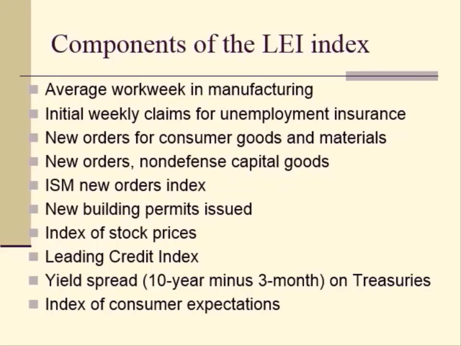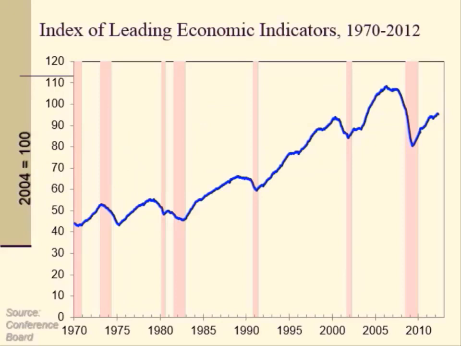These are the components of the leading economic indicator index. You can see pages 287 to 289 for detail. And this is the plot of the index of leading economic indicators from 1970 to 2012. The index turns downward a few months to a year before almost every recession, as you see, and upward just prior to the end of almost every recession. Even though the index is a very imprecise forecasting tool, it is used as an input into decisions by businesses and government policymakers.